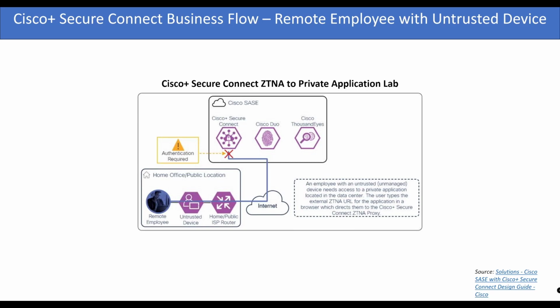So the first lab we're going to look at, or use case that we're going to look at in our lab, is the business flow for the clientless or the untrusted device. So the remote employee with an untrusted device. So this is going to be the Cisco Plus Secure Connect ZTNA to a private application in my lab. So we'll focus on this use case in particular first. Again, please do check out the Cisco SASE with Cisco Plus Secure Connect design guide, where this will be broken down a lot more in terms of written detail. However, we will see how components of this particular business flow come together in this lab.